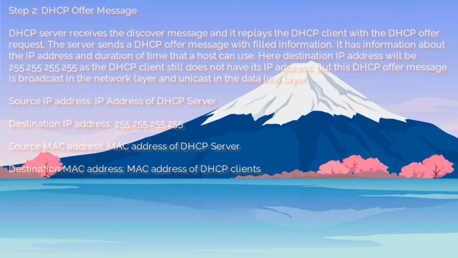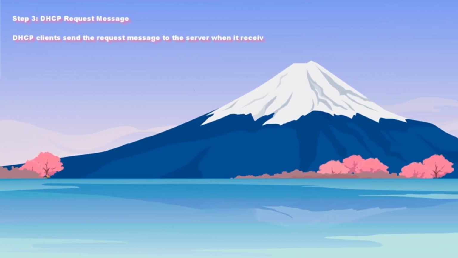Here, the destination IP address will be 255.255.255.255 as the DHCP client still doesn't have its IP address. But this DHCP offer message is always a broadcast in the network layer and unicast in the data link layer. Then source IP address of DHCP server, then destination IP address as follows, and source MAC address, destination MAC address.